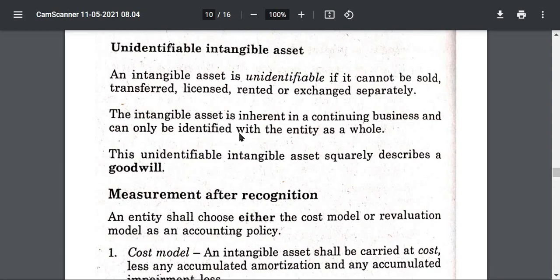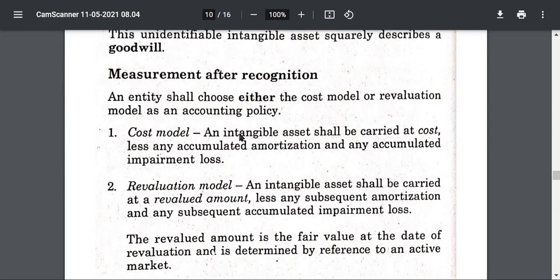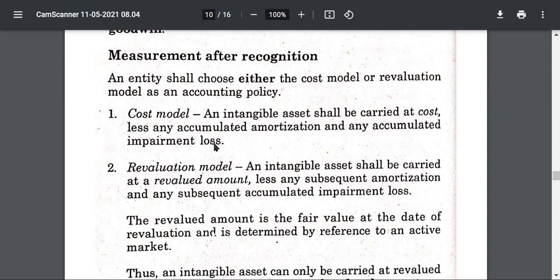So the intangible asset is inherent in a continuing business and can only be identified with the business or entity as a whole. Meaning, kung walang business, wala itong intangible asset na ito. Okay, it only exists with the business as a whole. So ano ba yung very good or perfect example of an unidentifiable intangible asset? Actually, it squarely describes goodwill. So goodwill is the only unidentifiable intangible asset. Now, after which, measurement after recognition. So balik na tayo sa main provision of intangible asset.